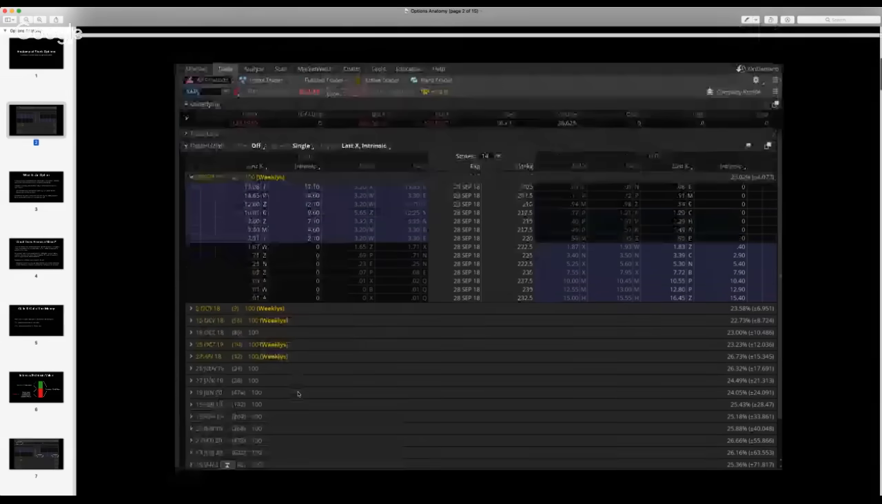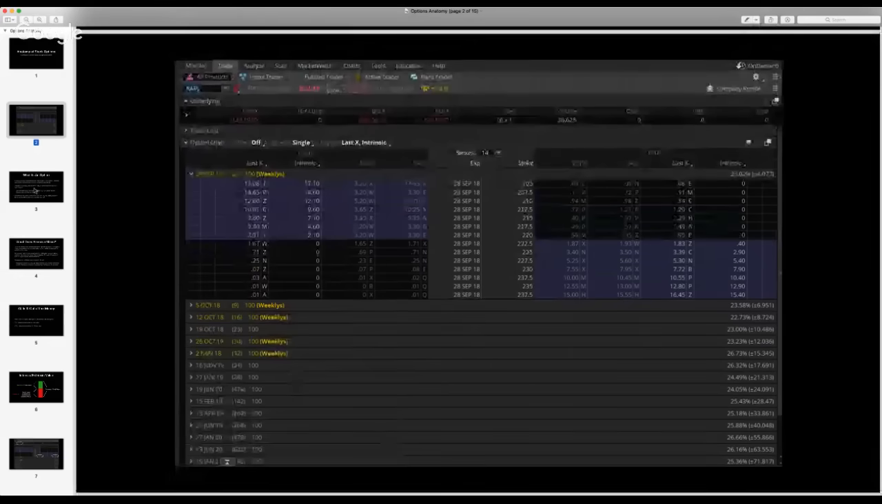All right. So that's basically what most trading platforms look like. Thinkorswim has quite a bit more features and is much more mature than most other platforms. So I recommend it very highly.